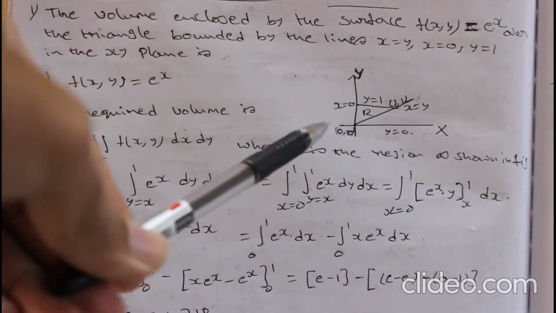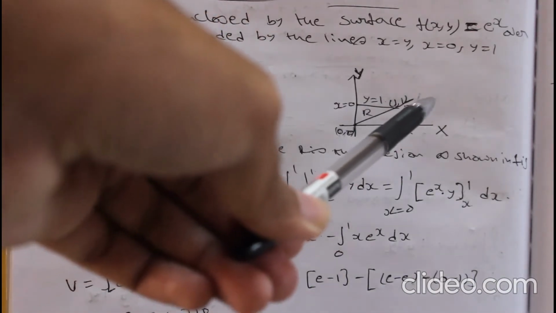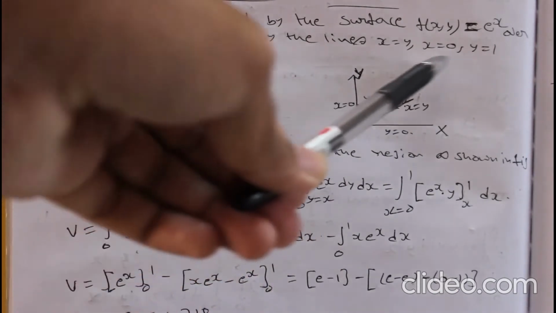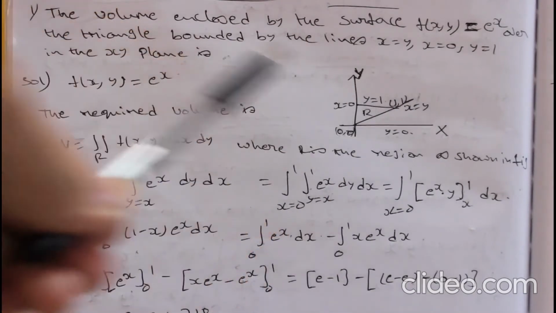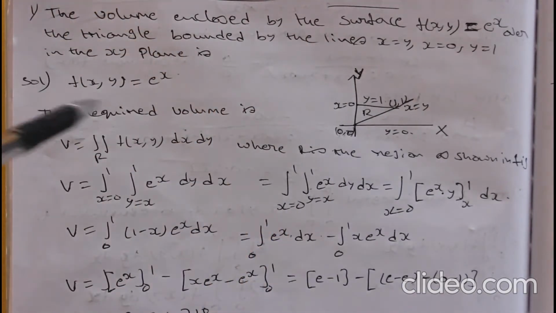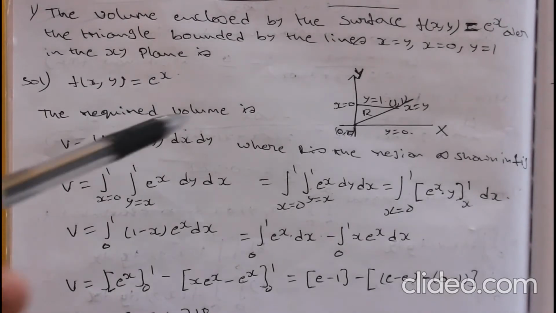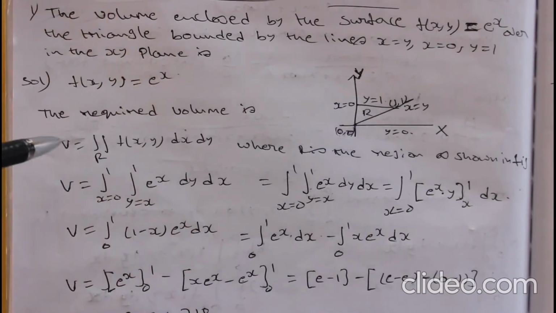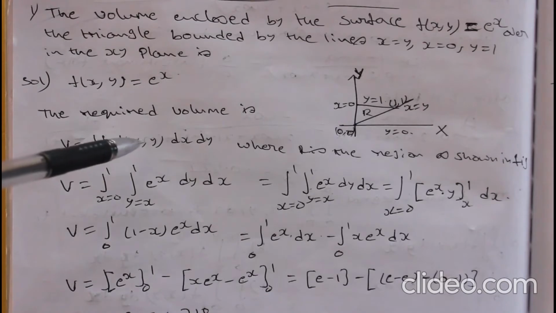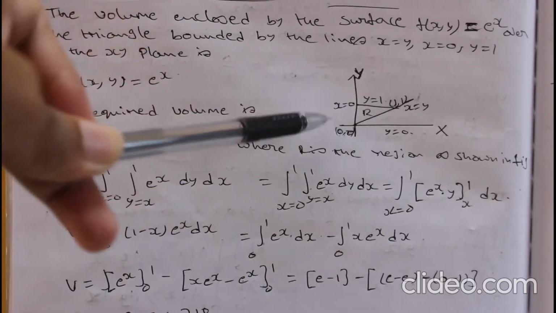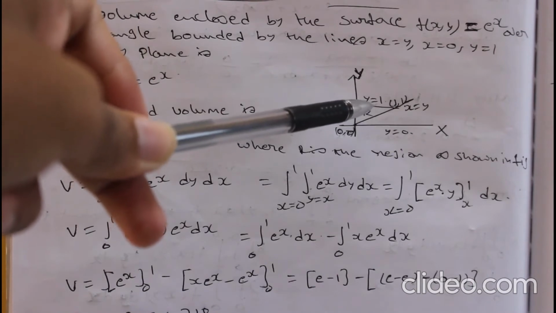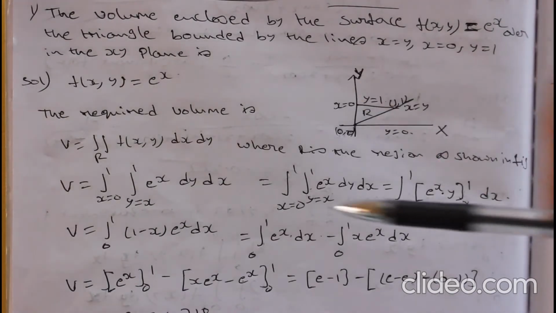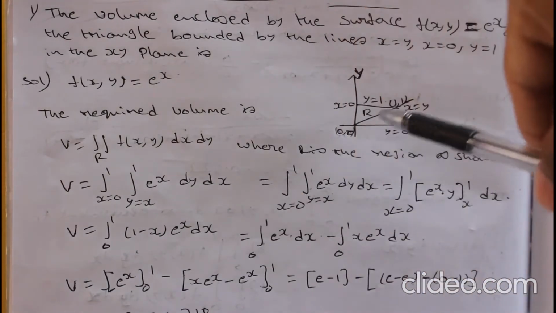Okay, in this draw the line x is equal to y, x is equal to y line is this. Okay, and this will be x is equal to 0 and this will be y is equal to 0, and draw y equal to 1 line. Okay, so the given function is f of x comma y is equal to e power x, and the required volume in this region R is equal to the double integral over R of f of x comma y dx dy. Okay, this double integration of this region, then we will get the volume in this region. So R will be the region as shown in the figure.